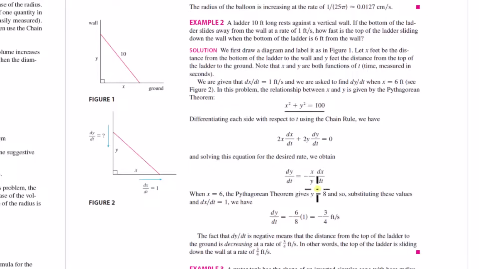Okay, so what they're going to do is plug in dx/dt. It tells us that the bottom of the ladder is sliding away from the wall in this direction. So this side length is getting larger.